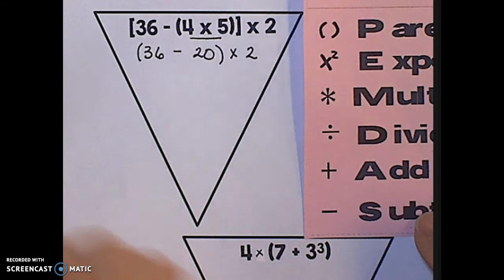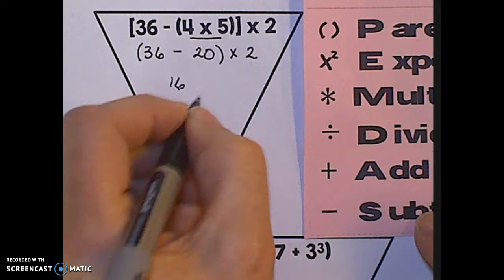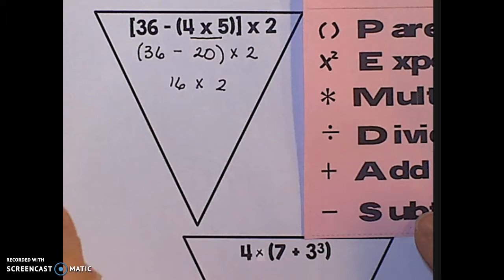All right, I still have a set of parentheses, so that's my step. 36 minus 20. Good. 16. And I'm going to write my multiplication sign again, and my 2. Okay, who can tell me what 16 times 2 is? Very good, 32.